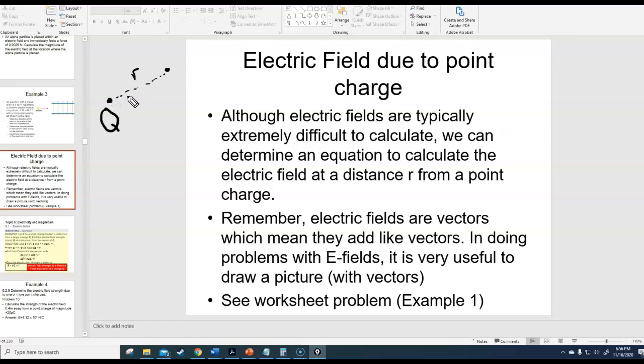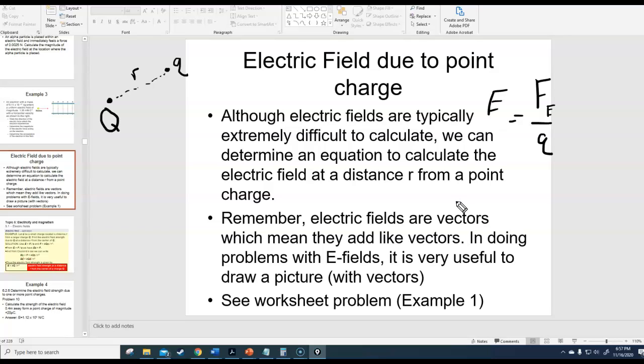Now, hypothetically speaking, let's say I go to this point in space, I take a test charge out of my pocket, and let's say that test charge has a value of little q. If I were to measure the electric force at that point in space, and divide by the value of my test charge, which is little q, that by definition would be the electric field strength at that location in space. Okay, that is the definition of the electric field.